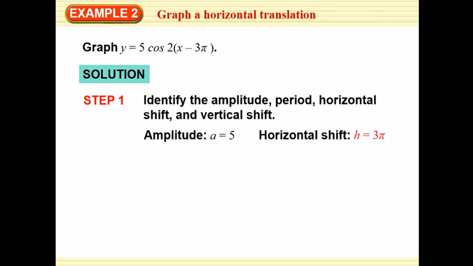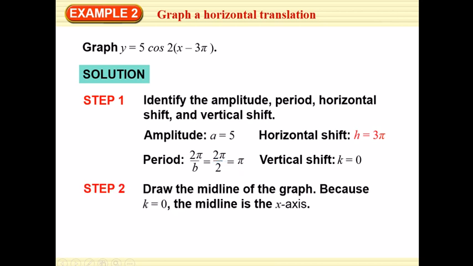My a is my 5, and my horizontal shift is a positive 3 pi. Please remember that the inside is opposite. It is x minus h on the inside there, so it's actually a positive 3 pi that replaced h, just like it's been for all the other functions. And then our b equals 2, so that makes our period pi here, and our vertical shift is going to be 0, since k equals 0.